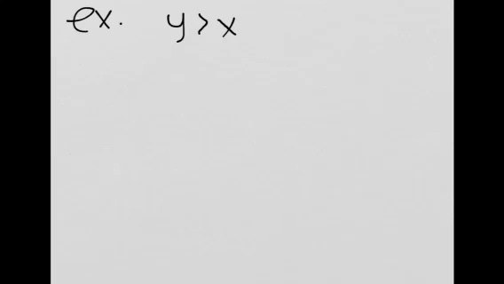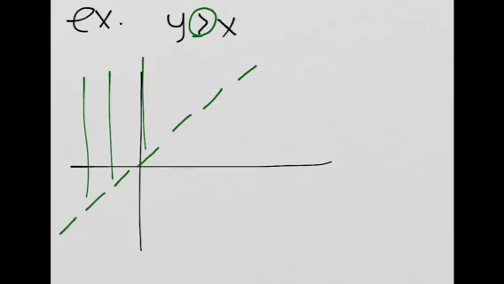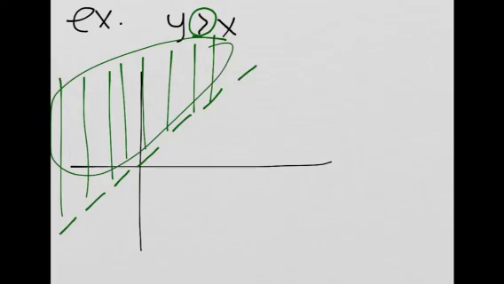Okay, so now let's move on to the next example. If we have y is greater than x, again, let me do a different color. We know how y equals x looks, and it's going to be dotted because there's no or equal to part. But this time it's going to be shaded above because y is greater than x. Okay? And basically anything in this range is the solution.